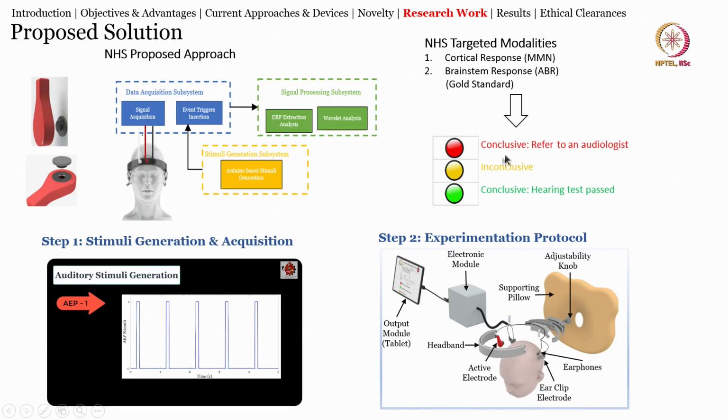Now what we want to do is, if we have a similar band for a neonate, and if we get a proper EEG signal, we can say the hearing test is passed, or inconclusive, or refer to an audiologist. If the yellow and red light is there, that means the audiologist has to intervene. For the green, no need to worry about it. So, can we make a band that can be placed at every primary health center?